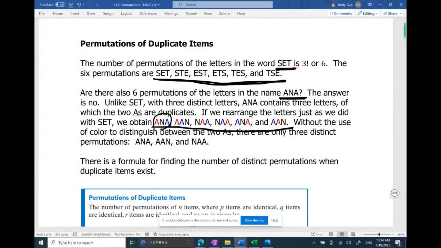However, this one and this one, they are the same. Yeah, the blue A and the red A, they are actually the same. So those 2 arrangements are the same thing because the red A and the blue A have no difference. So this one would be the same as this one, and this one would be the same as this one. So that's how we end up with 3 permutations only. So 6 factorial divided by 2 factorial. That's how we have 3.